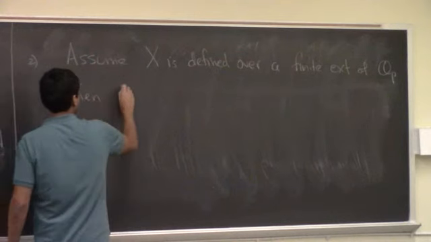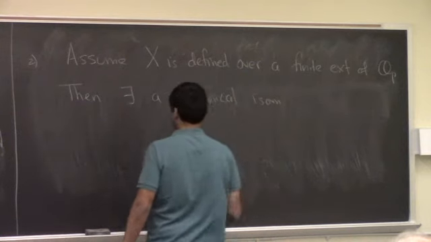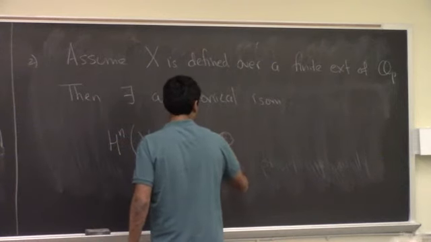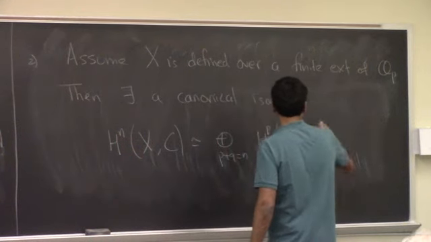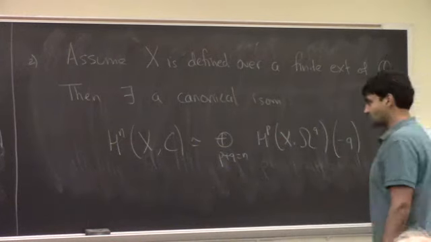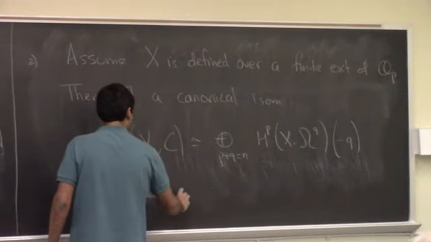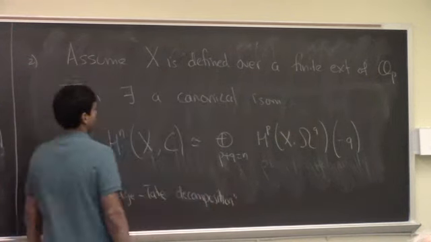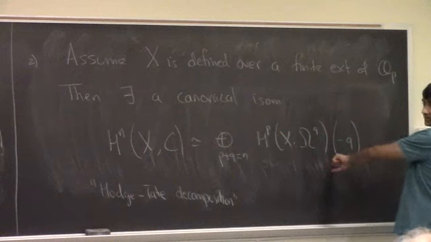So then there exists a canonical isomorphism which goes H^n of X comma C is isomorphic to the direct sum over p plus q equals n of H^p(X, Ω^q), and then I have to put in this twist. And so this is called the Hodge-Tate decomposition. So Tate proved this. Yeah, I'll comment on the history in a second. It's called Hodge-Tate because Tate conjectured this, and because of the Tate twist showing up over here.